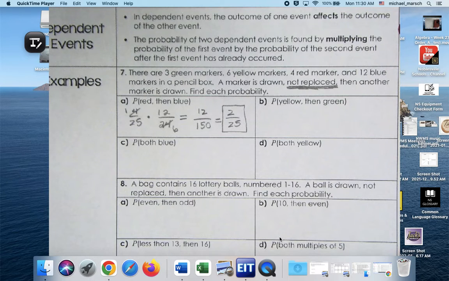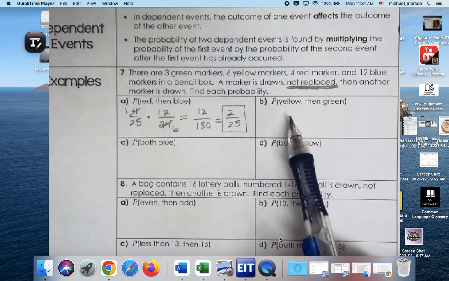So not a great chance that you would choose red and then blue. Now is there equally likely chance of pulling the same color or pulling different colors? No. Why not? They're not all the same number, right? We don't have the same number of green, yellow, red, and blue markers.